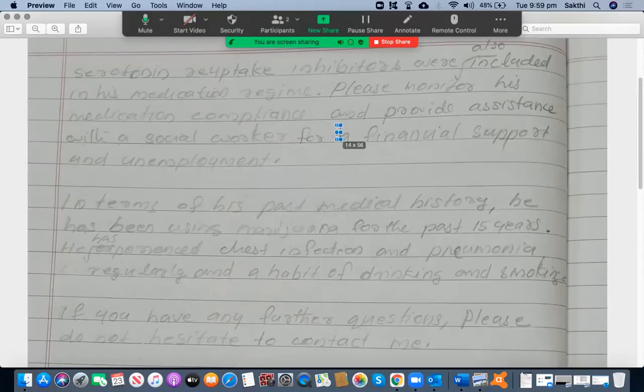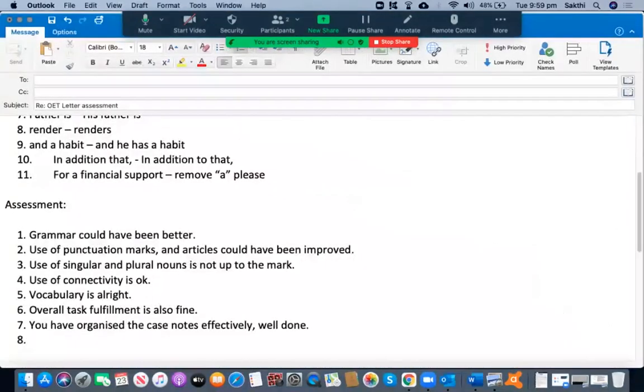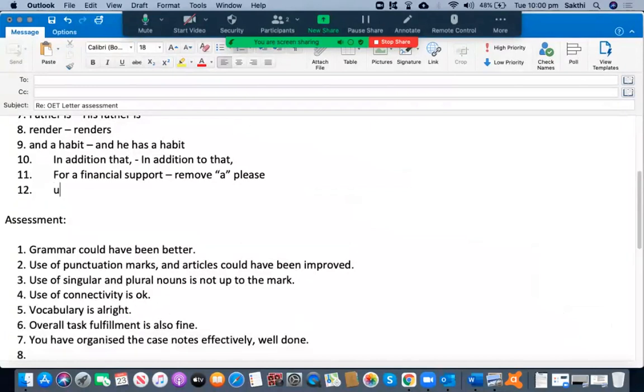"For a financial support" is wrong because support is not a countable noun. Support is an uncountable noun, and as a result, you shouldn't use "a." And "unemployment" is incorrect. You shouldn't have used unemployment. You should have used employment.